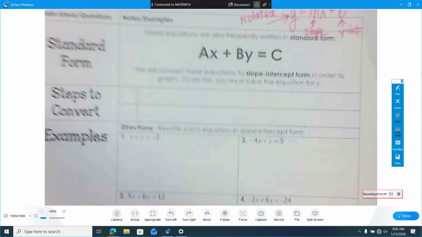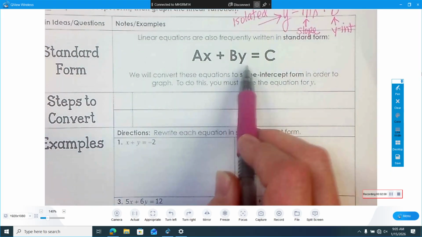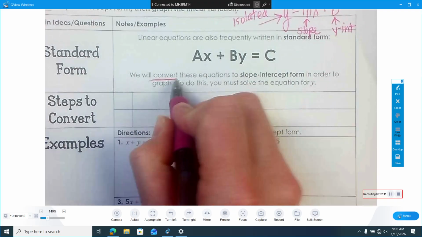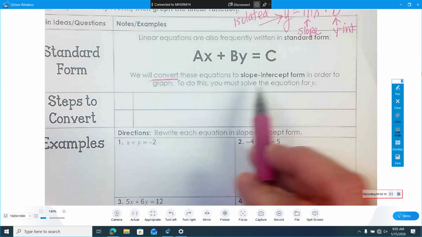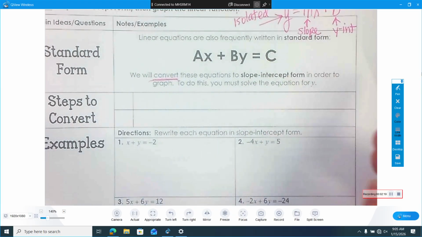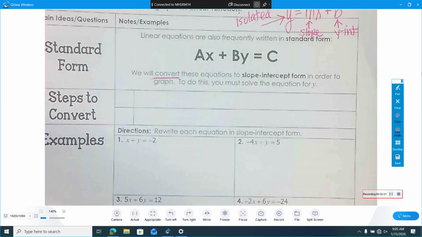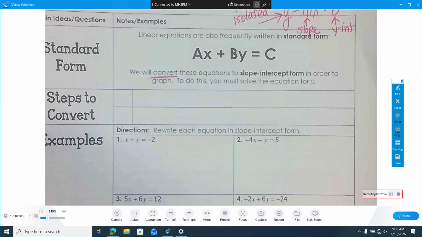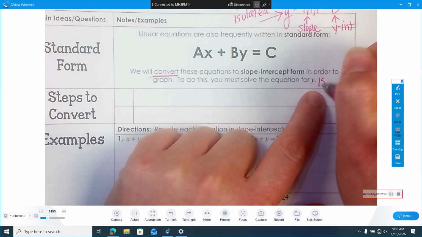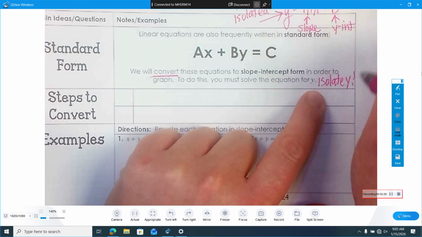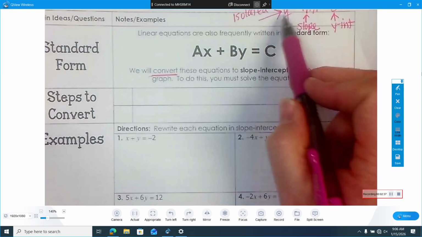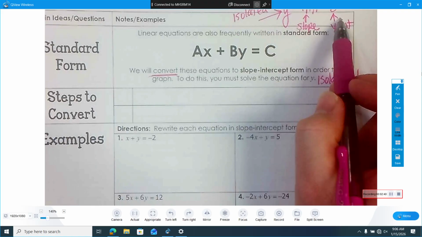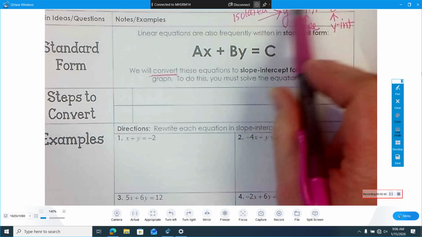So what we're going to do today is convert these standard form equations into slope-intercept form. It says we're going to solve the equation for y. I just don't like that word. I like just saying isolate y. That is our goal. We want to get y by itself. Y wants to be alone. Y is an introvert. We do that because in this form it's super easy to graph. So we love graphing in slope-intercept form.